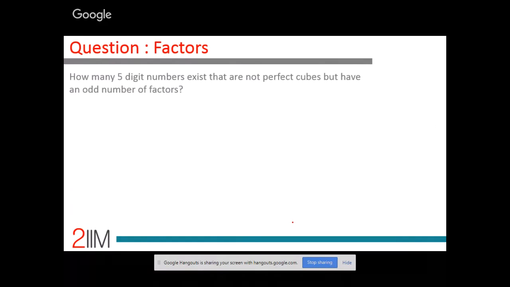Perfect square. So how many of these 5-digit numbers are perfect squares but not perfect cubes? And so forget about not perfect cubes. We'll come to that later on. How many perfect squares are there?